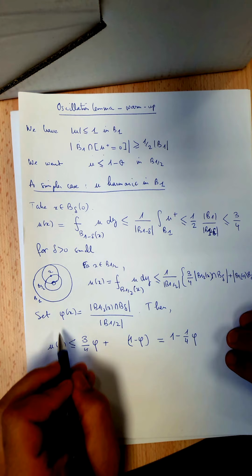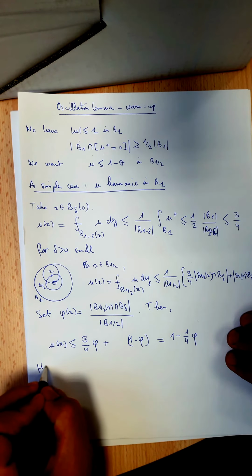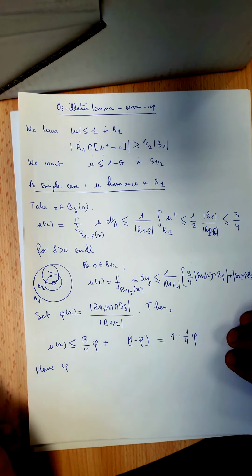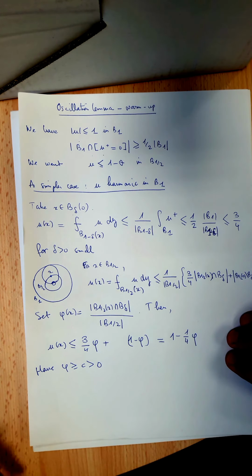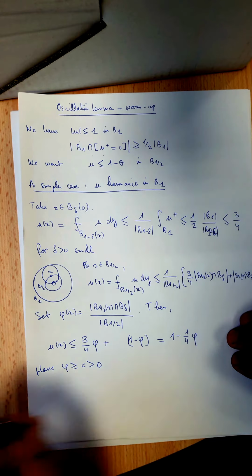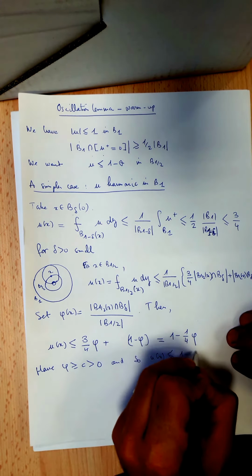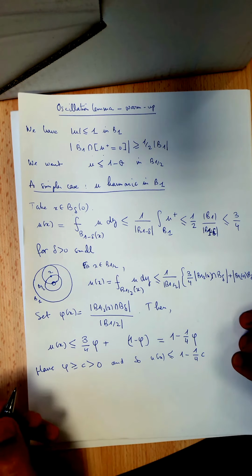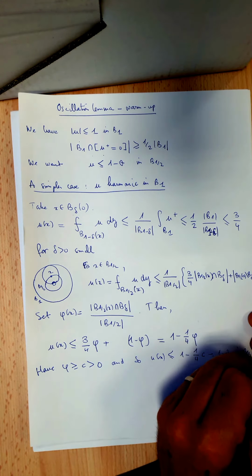So now you see we have this function phi of x, which is clearly continuous and defined in a compact set, which is the closure of b1/2. So phi is going to be bounded below by some constant. You can even feel it from the picture, by some universal constant depending on dimension only again. And so we have finally that u of x is less than 1 minus 1/4 of c, and this is precisely our 1 minus theta in b1/2.